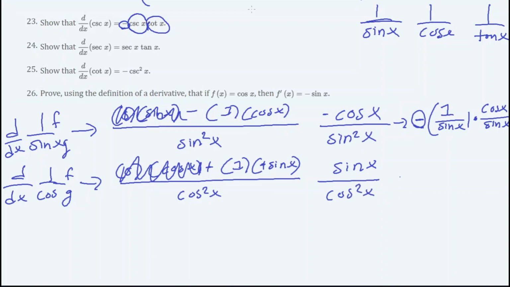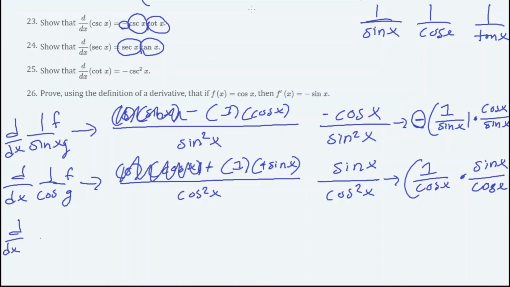And now again, we could break this up. So if we break it up, we're going to have 1 over cosine x multiplied by sine over cosine x. So again, what's sine over cosine x? Sine over cosine x is going to be our tangent, or tan x. And then 1 over cosine x is going to be secant. So we just proved the derivative of secant. Now let's do the same thing for cotangent.